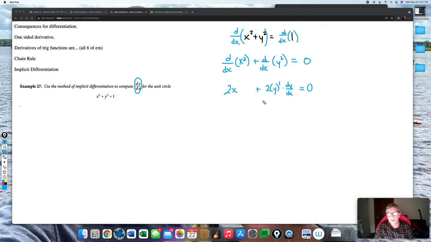All right, so from here I get to do a little bit of algebra. I'm going to rewrite that, clean that up a little bit. So instead of 2 times parentheses y raised to the 1, I'm just going to do 2y. All right, so I'm going to get the dy dx. I want to solve this equation. Let me write that over here. I want to solve this equation for dy dx. And that's how I'm going to compute it. So I'm going to subtract 2x from both sides.